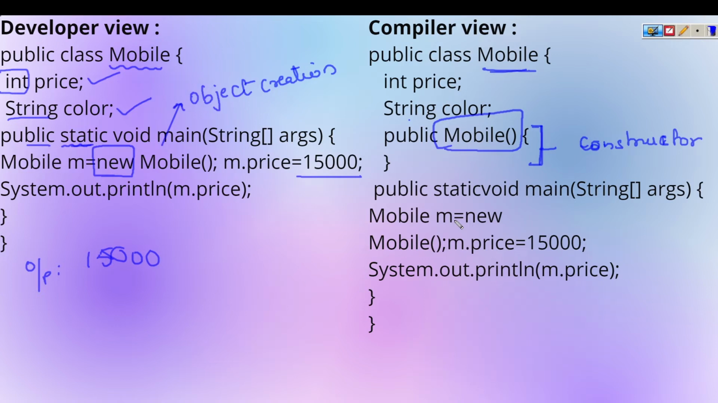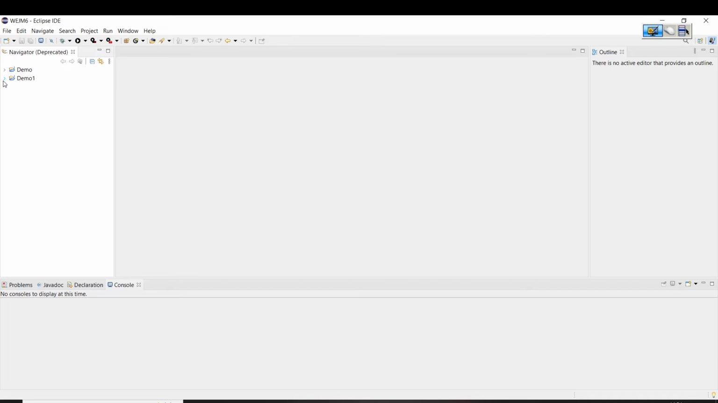Let us write the same program for the default constructor in Eclipse. Create a new project for the default constructor. New Java project. Create a class named Mobile. So one class is generated here, Mobile. This class has two variables, int price and String color, and we do not have any constructor. So the constructor will be created automatically by the compiler.